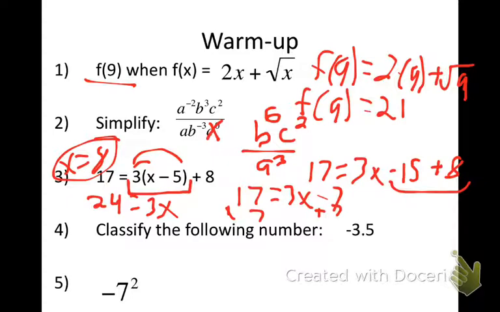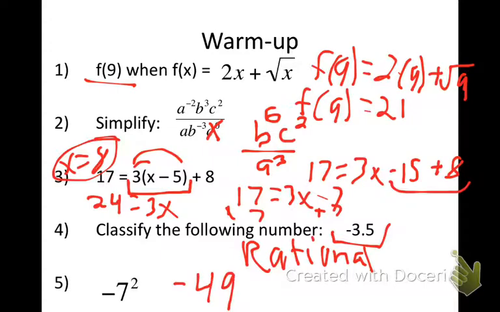Number 4, classify the numbers. It has been a while since we talked about this, but you do need to know. Hopefully you look here, it is a decimal. A decimal can be turned into a fraction, so it should be a rational number. And then everything we know of right now is still real. So rational and real. Number 5, the key here is there's no parentheses. So you take the 7 squared first, tack on the negative, and you get negative 49.